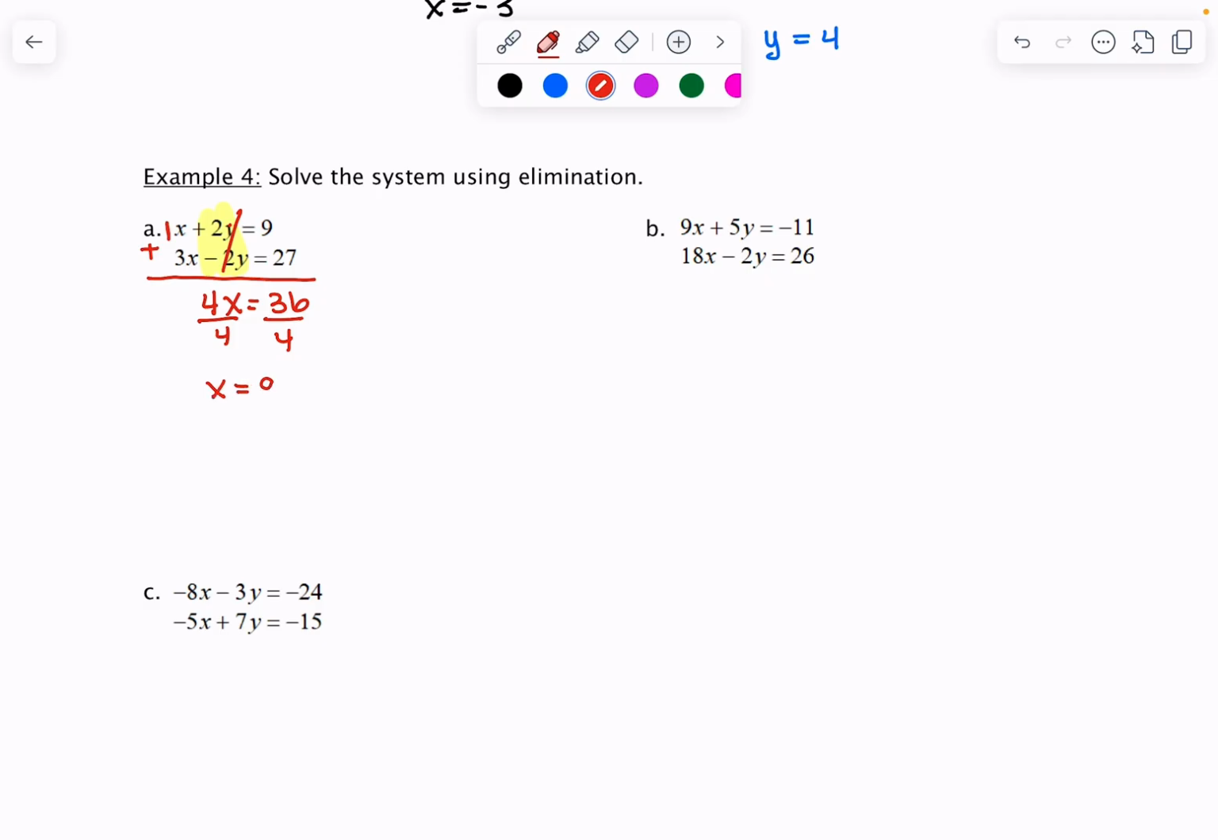X equals 9. Then I'm going to take the top equation, x plus 2y equals 9, but instead of x, I'm going to plug a 9 in. So 9 plus 2y equals 9. Subtract the 9 on both sides. 2y equals 9 minus 9 is 0, but don't freak out. 0 is an okay number to have. Divide both sides by 2, and I get y equal to 0 for an answer of 9, 0.